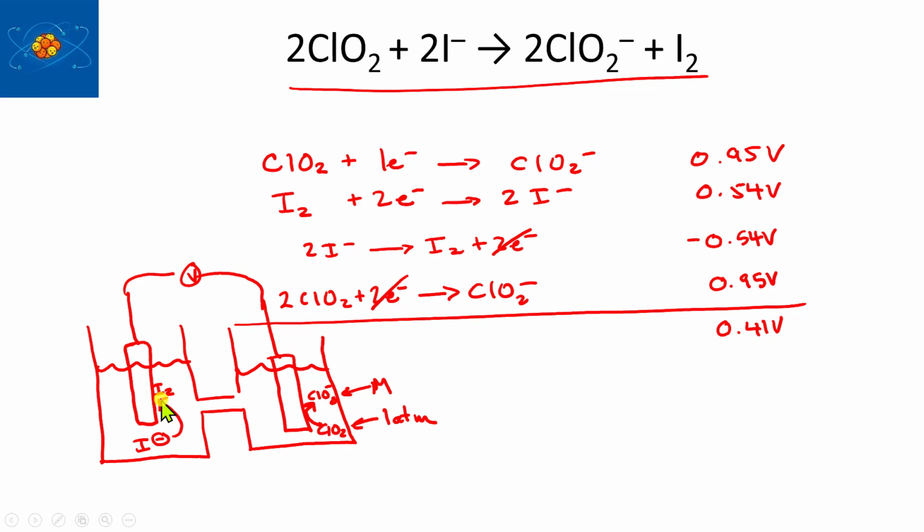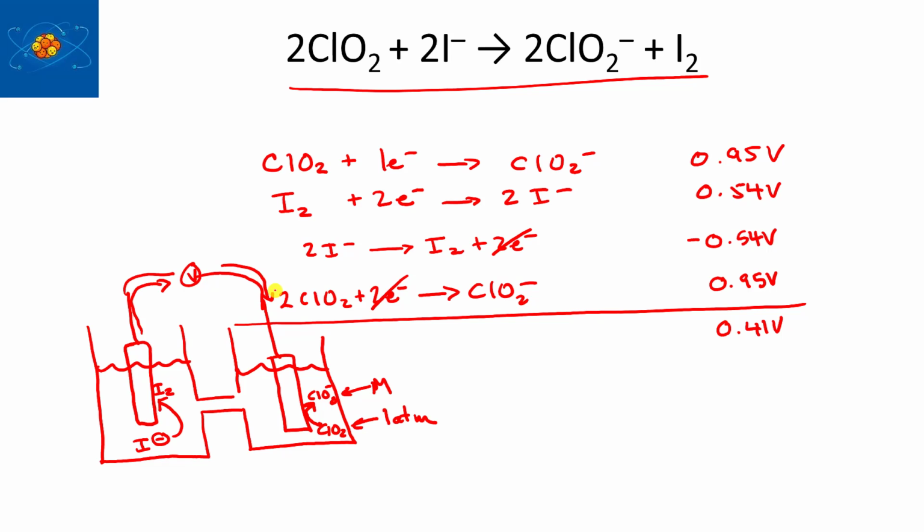Are going to come from the oxidation of the iodide, because in order to form I2, you're going to have to pull the 2 electrons out. So you have electrons coming up this way, and then the ClO2 will get reduced to ClO minus by the electrons coming around in this fashion.